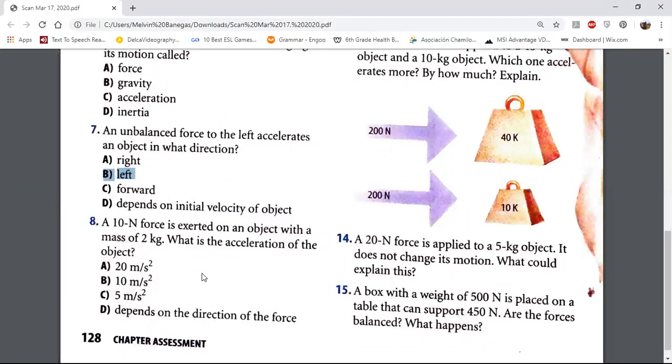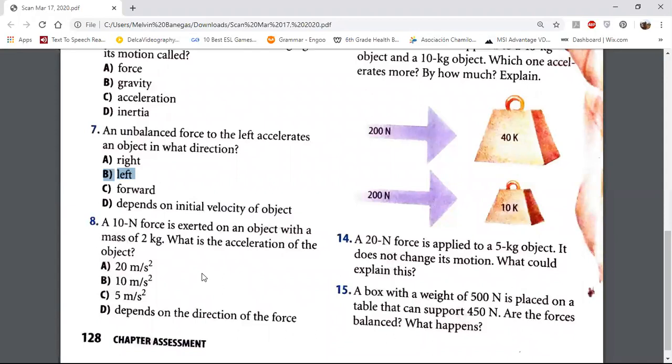On page 117, it says acceleration, force, and mass. There is a formula that says the acceleration equals force divided by mass. So that's what we're going to do right here. What is the force? 10 newtons, right? And what is the mass? 2 kilograms. So we have to divide 10 by 2. What would be the result?